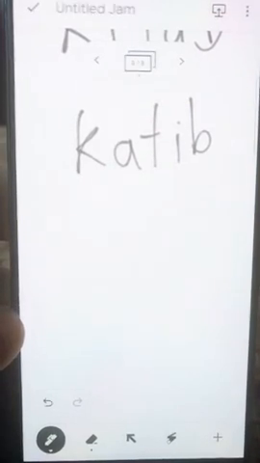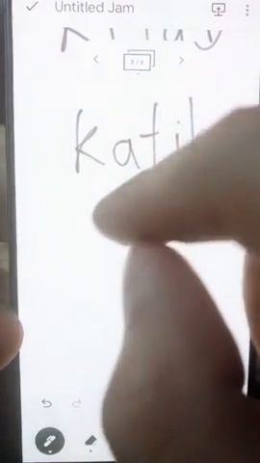One derives from book and one from kitub. And how are they pronounced? Give me the Latin version of them.